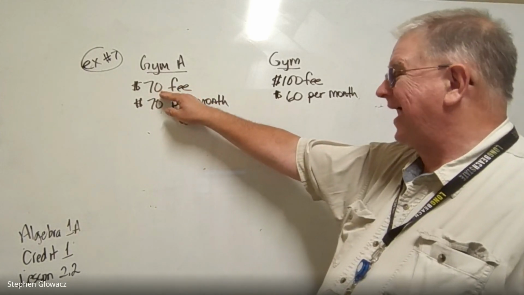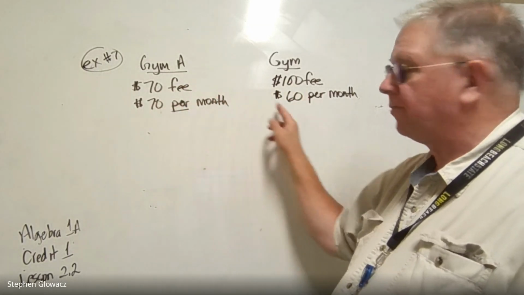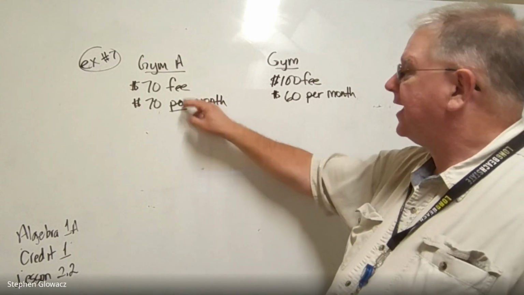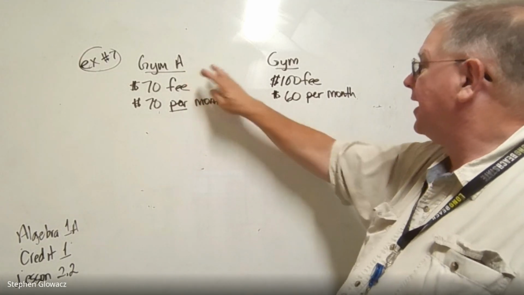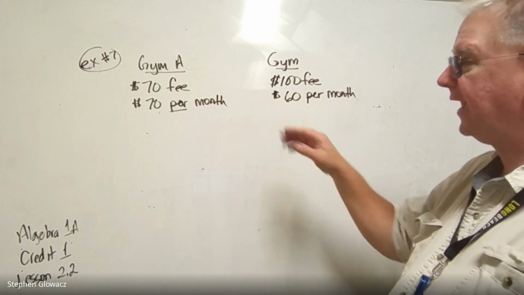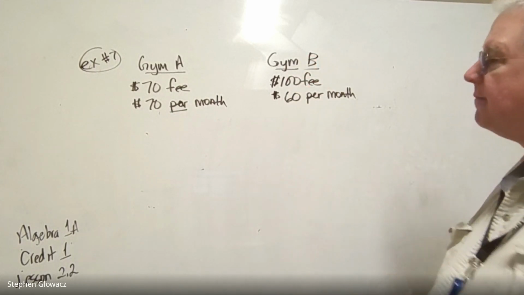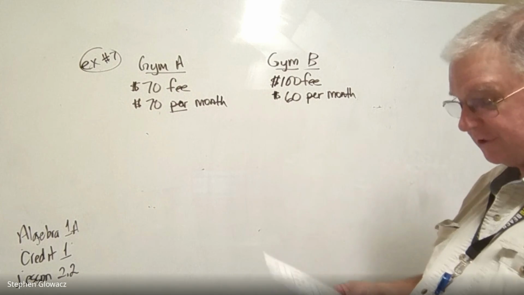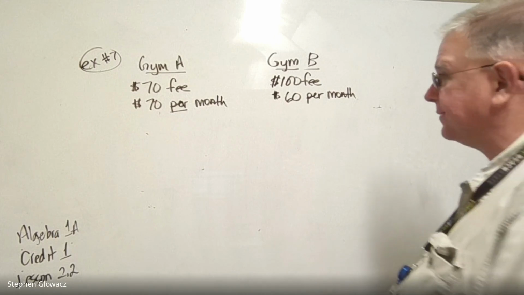So notice what's going on here. Even though Gym A is less of a fee to get started, they charge more per month. And so eventually, since they charge more per month, even though it's a smaller initial fee to join the gym, you'll be paying the same amount as Gym B. Let's put that up there. And after that, Gym A will become more expensive than Gym B. All right, let's take a look at how we set this up and how we solve this equation.